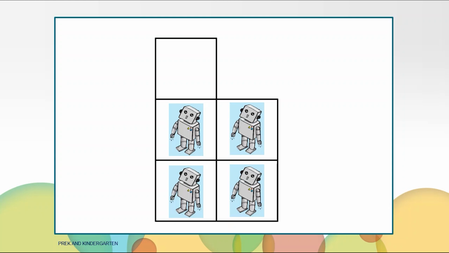So we still need to find out how many on the floor. There were 5, so we put 5 robots on the mat. Then we took the 1 robot away because he was on the shelf. So now we can count that there are 4 robots left. So to answer the question, how many on the floor, it would be 4. 5 robots take away 1 is 4.